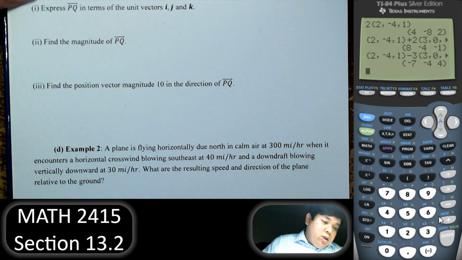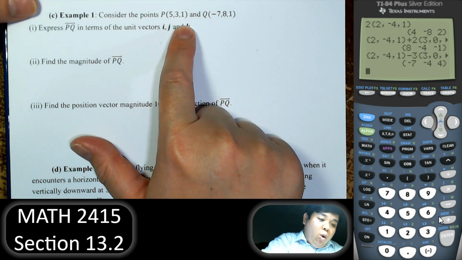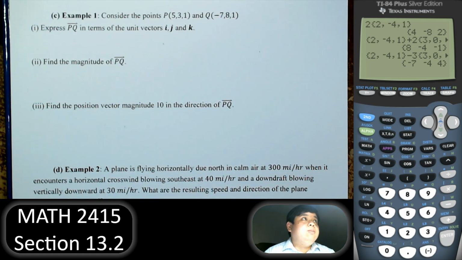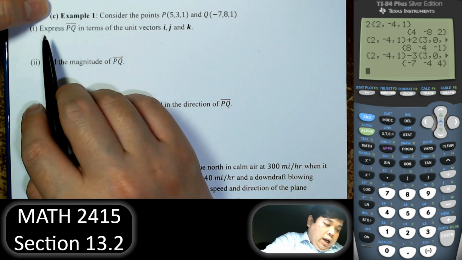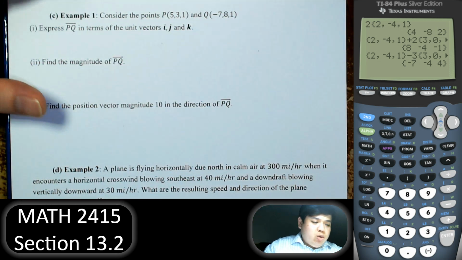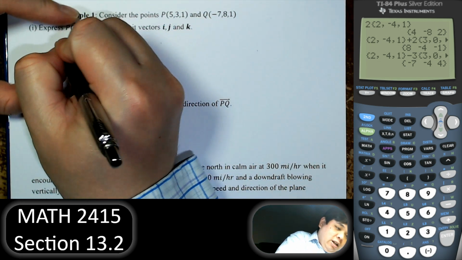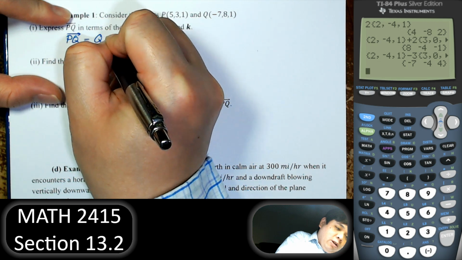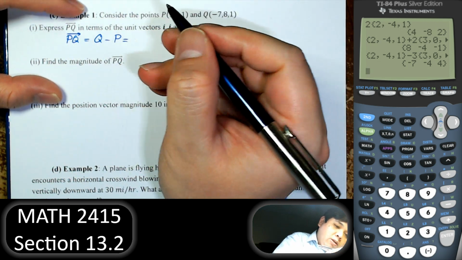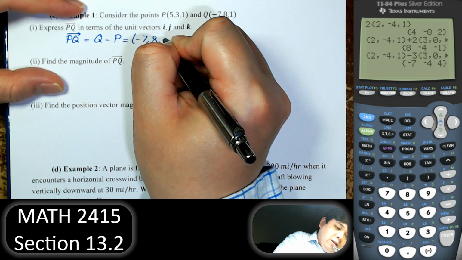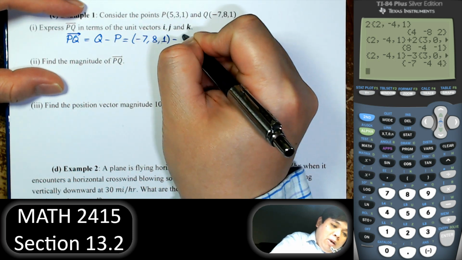Now consider the points 5, 3, and 1, negative 7, 8, and 1. Express vector PQ in terms of unit vector ijk. Right. So first we just find the vector PQ. Vector PQ is final minus initial. Final minus initial.